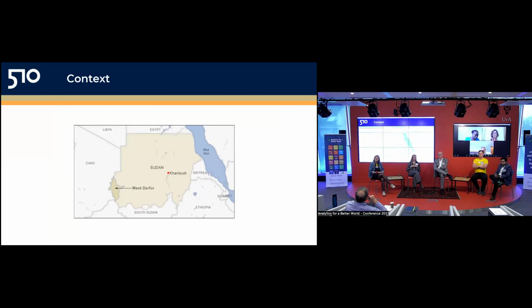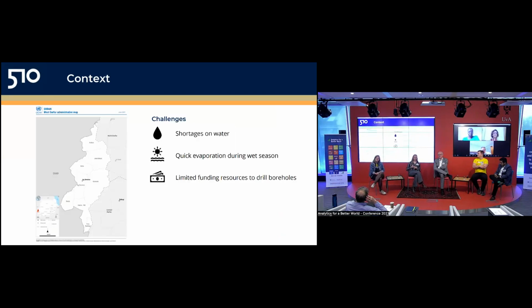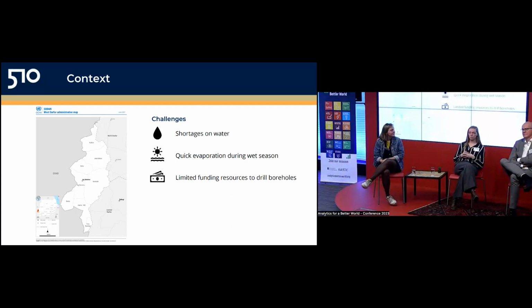So I wanted to tell you a little bit about the project that I'm working on, in which we use PISA. The implementation area here is West Darfur, which is a state in the western part of Sudan. It consists of 8 different localities, and they all are dealing with a lot of challenges. One of them, a big one, is the shortage of drinking water. Not only is there a shortage of water, but during the wet seasons it's also very hard to retain that water due to quick evaporation. Moreover, there are limited funding resources to drill additional boreholes to serve people with drinkable water.